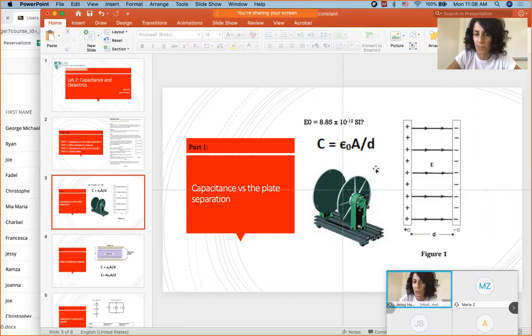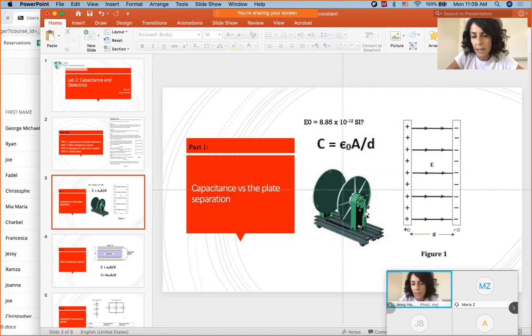Because when you finish the experiment, your job was to deduce epsilon 0, and maybe you will get very close to it or away. You will measure C with a certain device called the LCR meter. You measure D, the separation between the plates, with a ruler. You will do 5 millimeters, then 10, then 15, then 20, or 0.5 centimeters, then 1, then 1.5, and so on, and you will measure C for each.